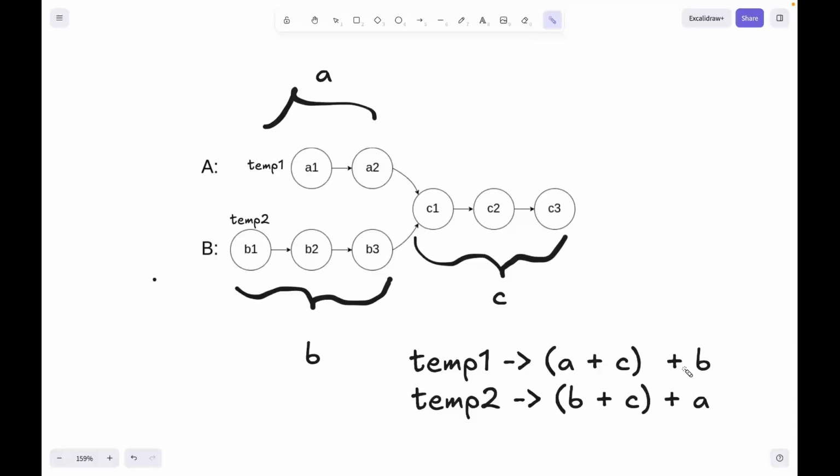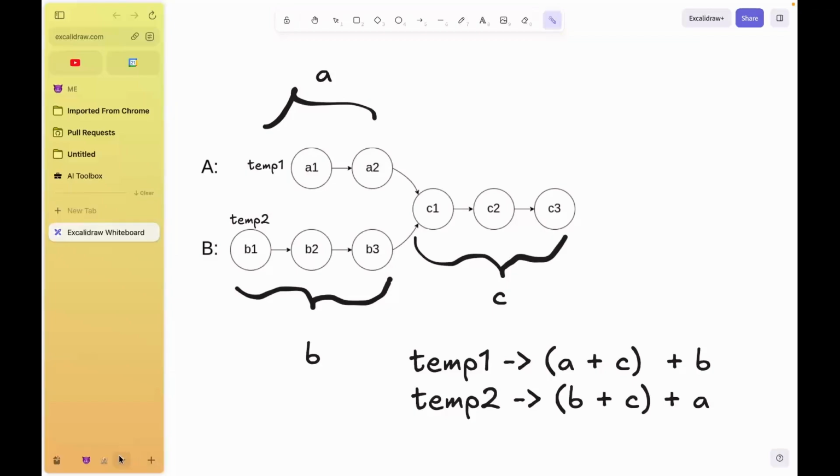So basically they are traveling the same amount of distance, A plus B plus C, A plus B plus C. So I hope you got the trick. So let's try to run it up and let's see whether it's running or not.